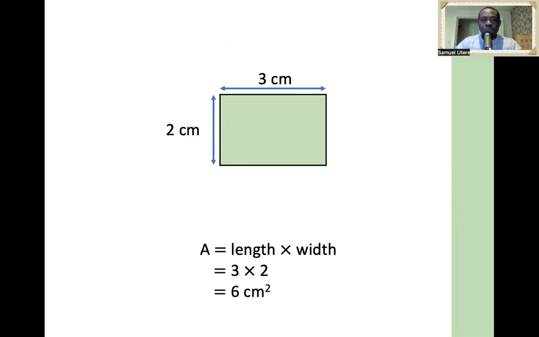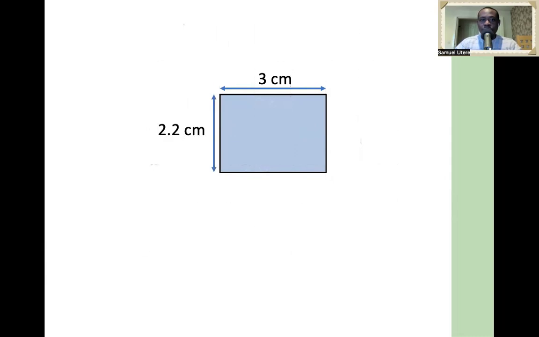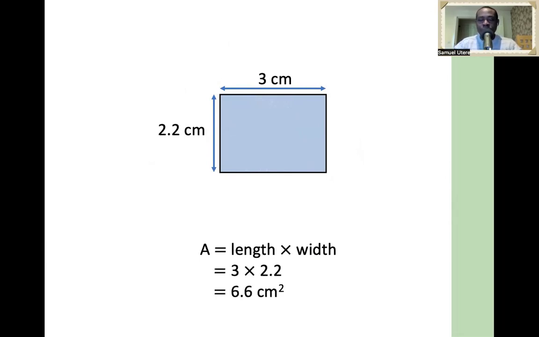What if we have something like this? You can see one side is 3 centimeters, but the other side is not an exact measurement using the grid. We cannot say exactly what this other part measures. But if we're given the actual length, then we can find the area. We don't need the grid. So we can just say the area is, again, length times width. So 3 times 2.2 will be 6.6 centimeters squared.